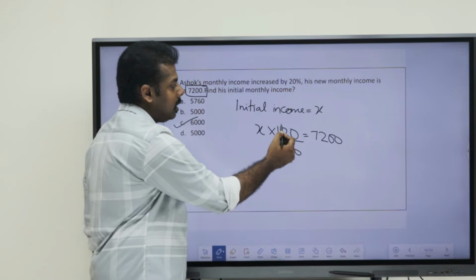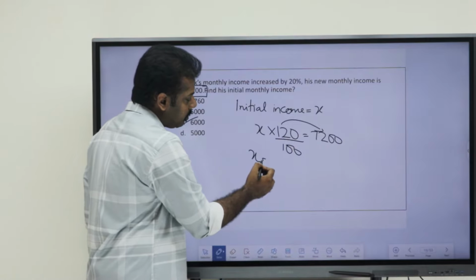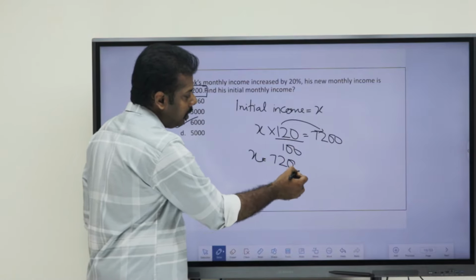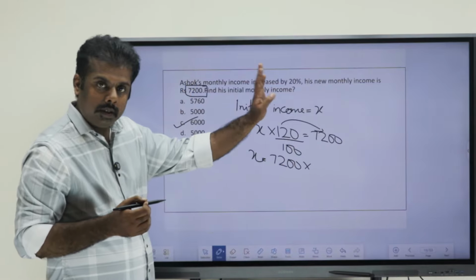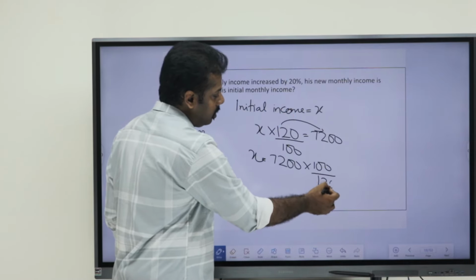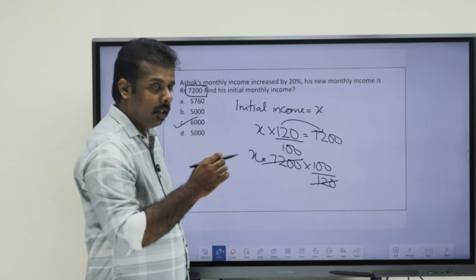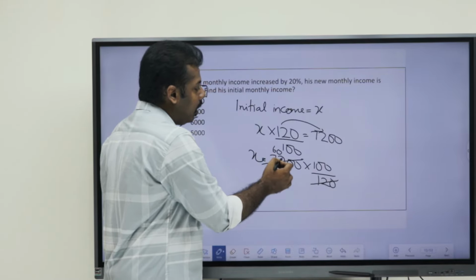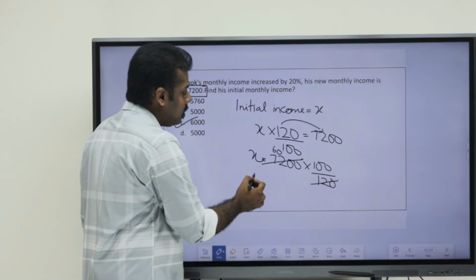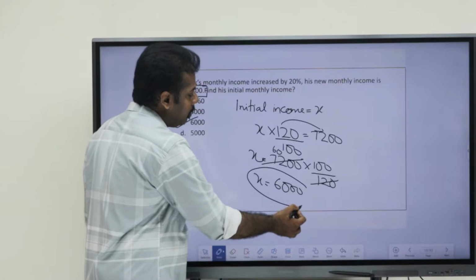So, just take this fraction to this side. What are you going to get? X is equal to 7,200 into, this fraction to that side will give us, 100 by 120. Just cancelling it out, 120 into 60 times is 7,200, and into 100 gives us the same answer as 6,000. So, any way you are getting the same answer.